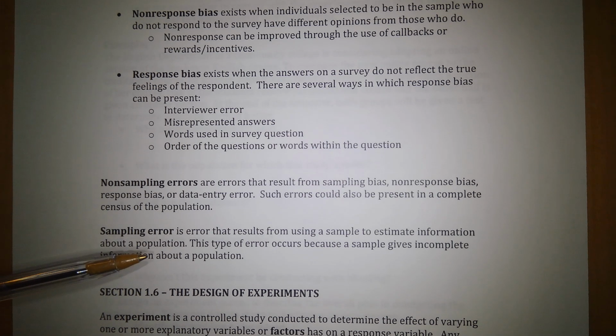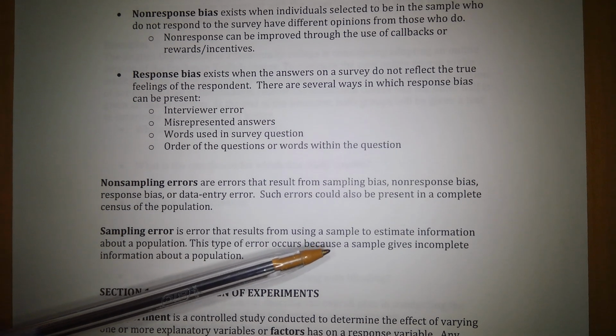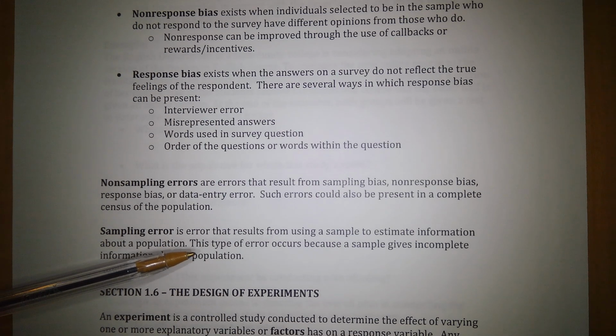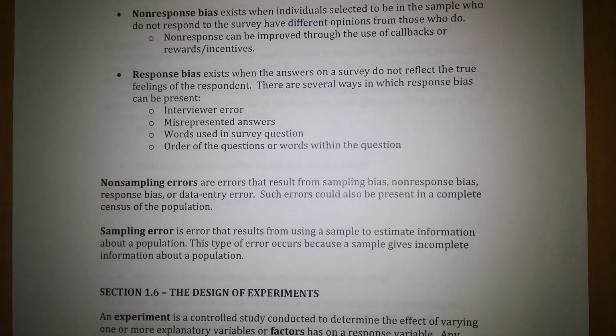This type of error occurs because the sample is always going to give incomplete information about the population because you didn't ask everybody. It's virtually impossible to ask everybody in a population what their opinions are. So we'll take a smaller sample and infer that they're probably pretty close to what the population is, but the error in between those two values is what's called the sampling error.